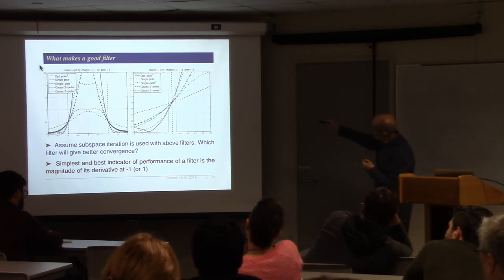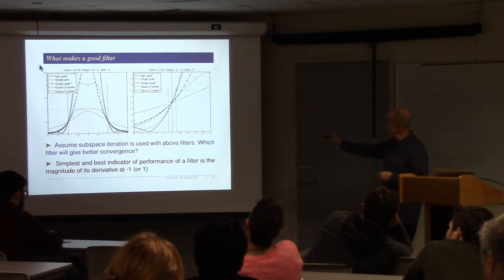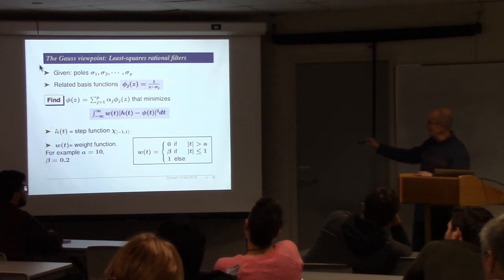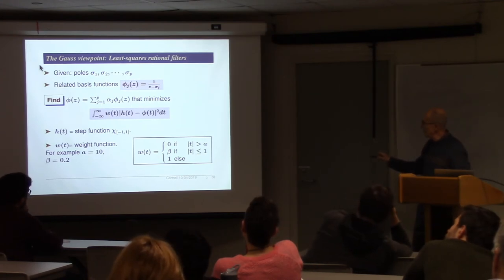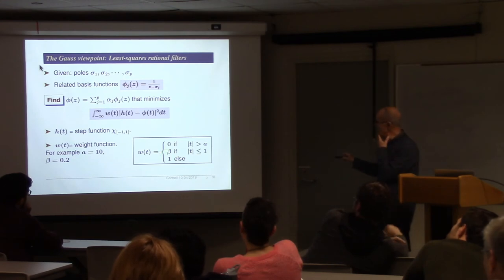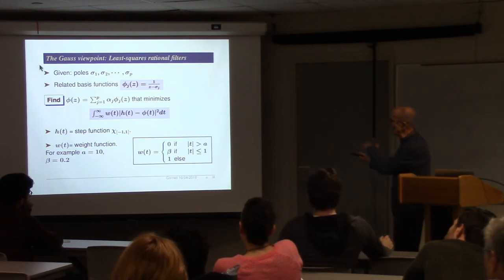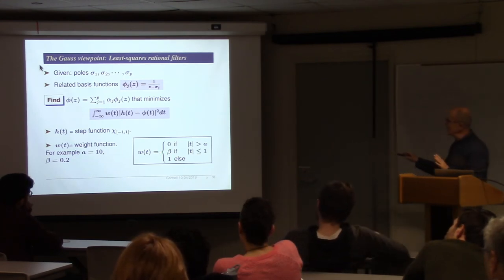So you need something that has a high slope here, with the derivative at minus one or one, which is the symmetry, being the highest. So we come up with the approach of trying to find the least squares viewpoint to this. We have a function that's plotted here, but we can play with the parameter beta and so on. I'm going to skip this part and give you very few details on it.